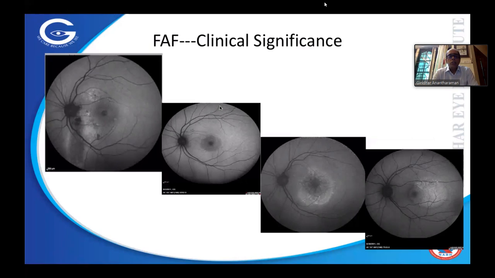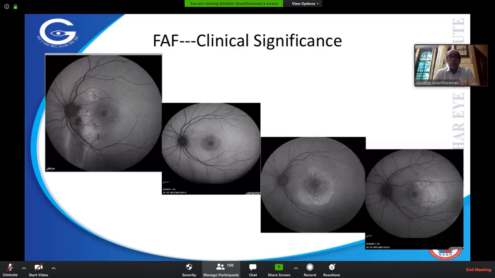Why is fundus autofluorescence important? Fundus autofluorescence is important because it tells us about the chronicity of the disease and the amount of cellular damage that has happened. So this again is very important, especially when you want to do the treatment.